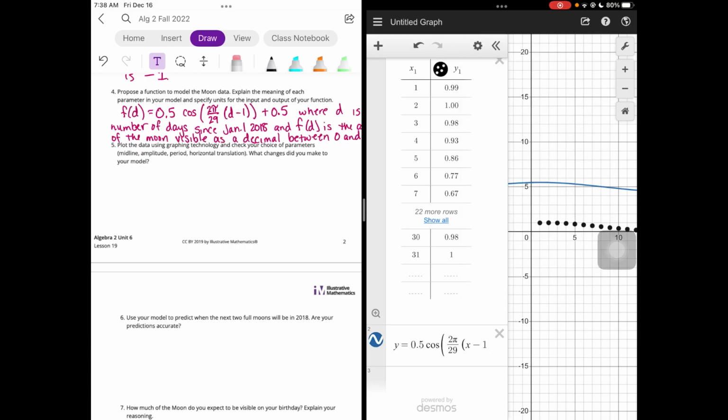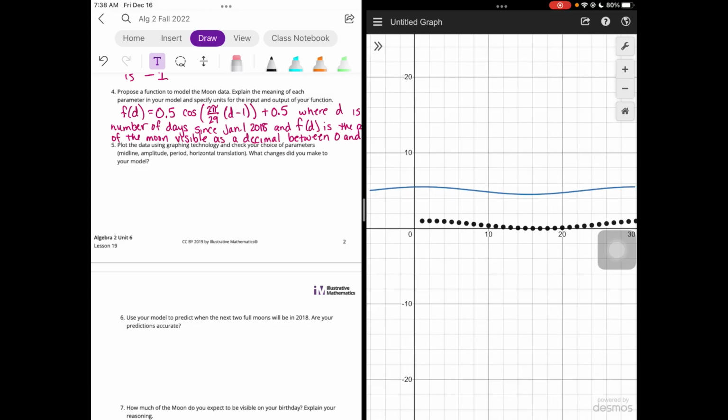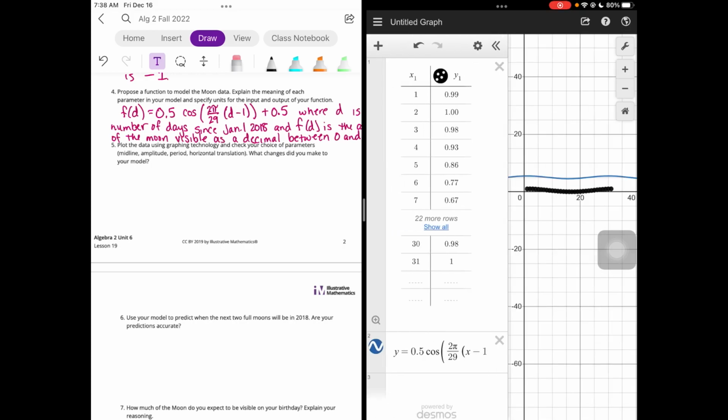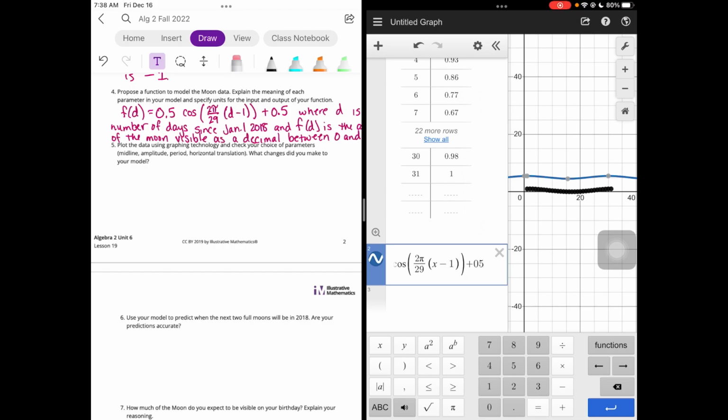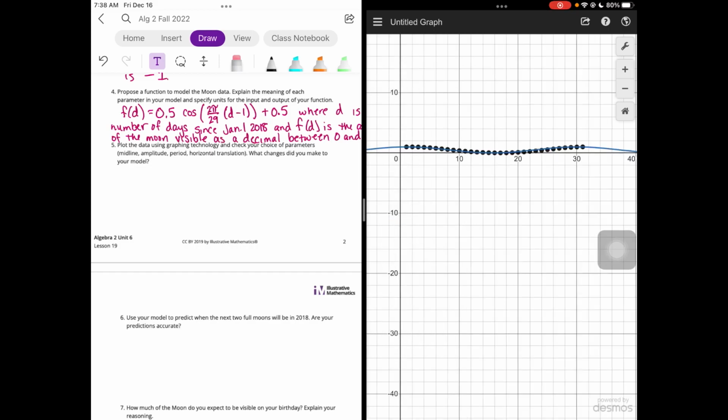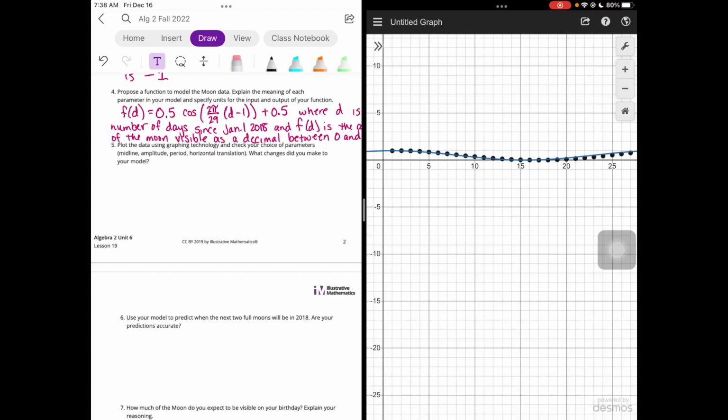And so let's look at our model. So here's our model, and there are our data points. And so something doesn't look right here. So let's go back and look. 2 pi over 29, x minus 1. That's 0.5. That should be 0.5. That's so much better. I was going to say our graph did not look very good.